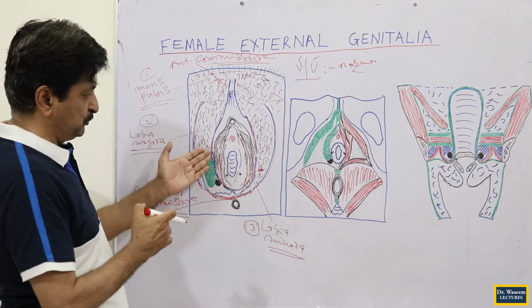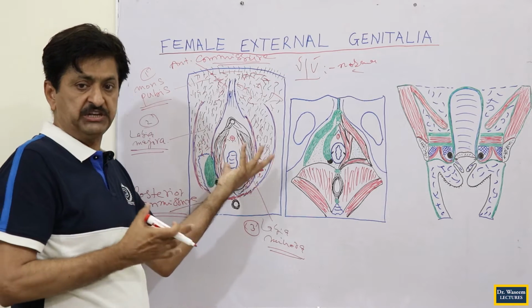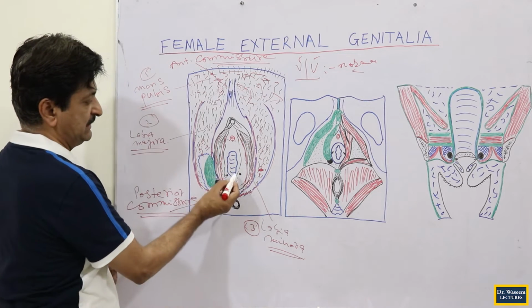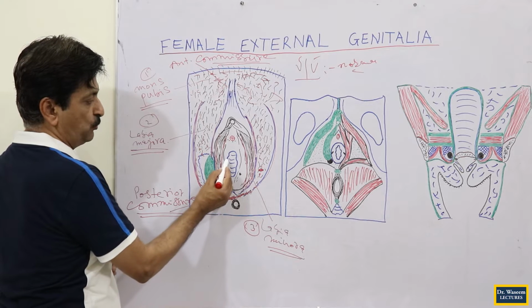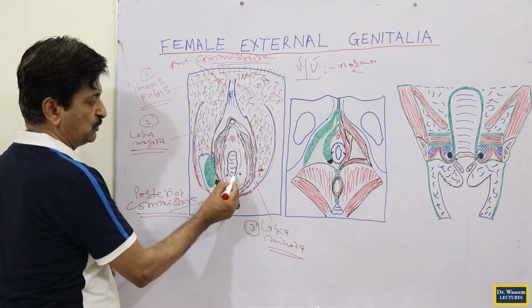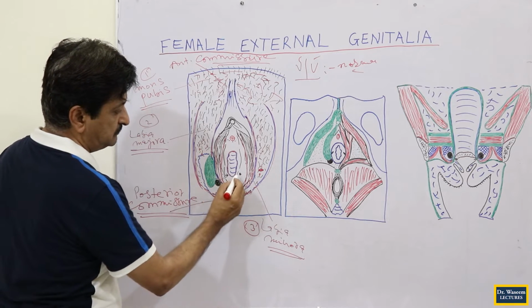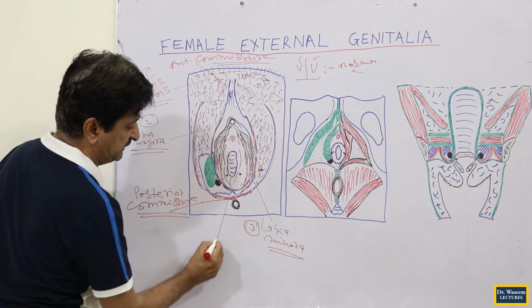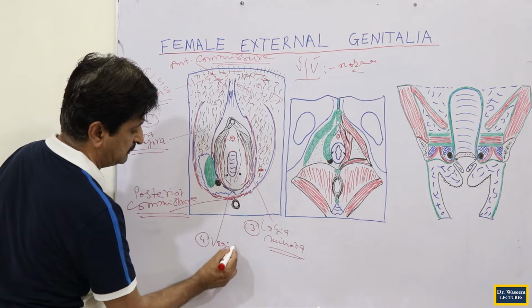Here I told you that the gap is there, and in the gap you are watching many structures. One opening is this, the blue color which you are watching here. This opening is called the vaginal opening, or the vaginal introitus. Entry into the vagina is through that. So this is another structure, the fourth structure you are watching, called the vaginal introitus.